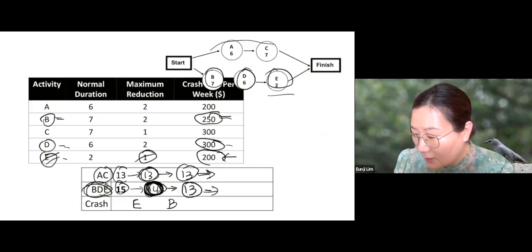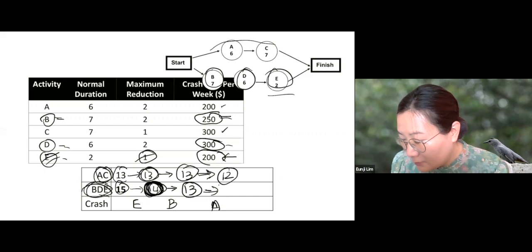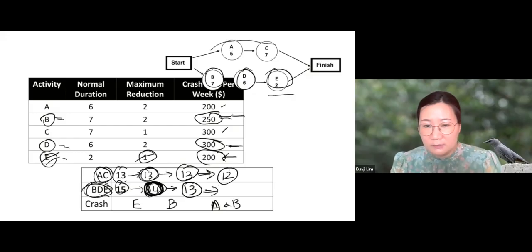We need to crash one of the activities from each of these paths. So we need to make the upper path 12 and the lower path 12. So from the upper path, A and C, which one would you crash? I would crash A because this is the least expensive one. And then this becomes 12. Now from the lower path, which one would you crash? Between B and D, I would crash B because B is the least expensive one.